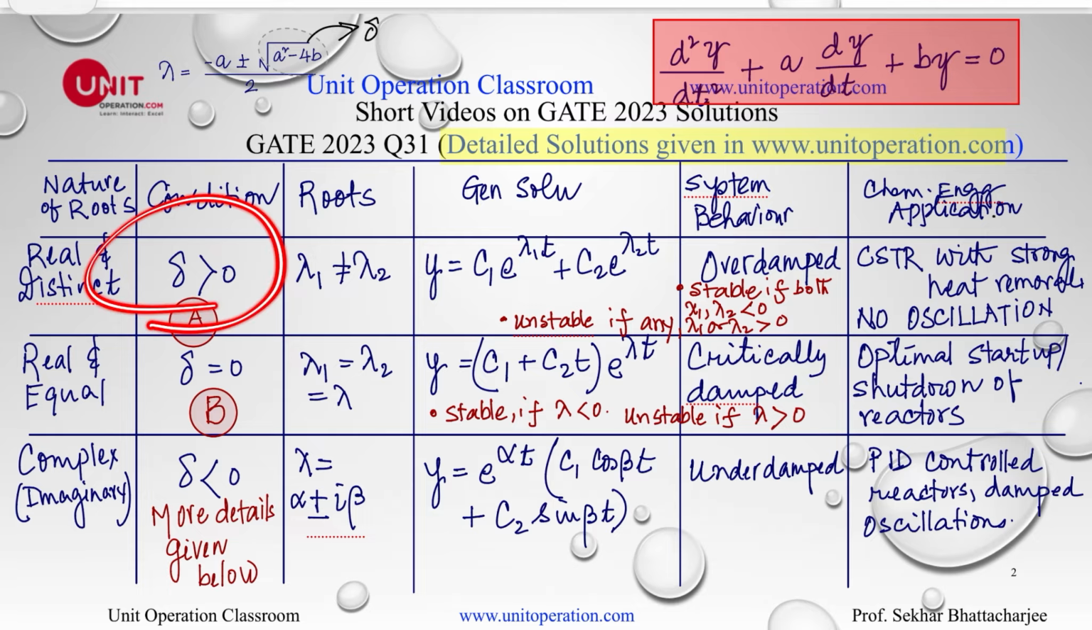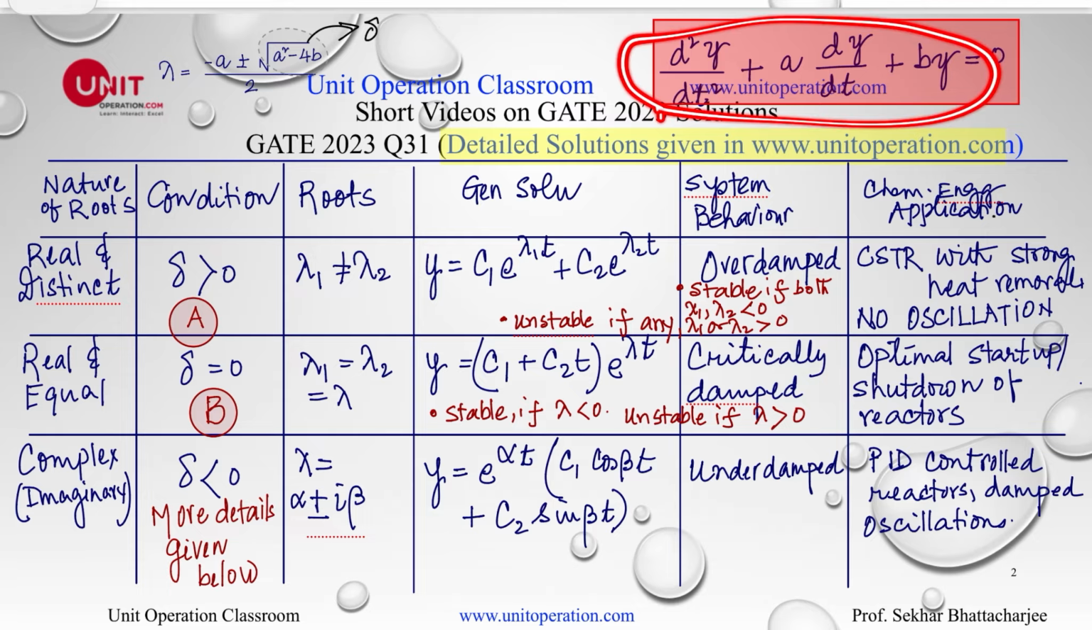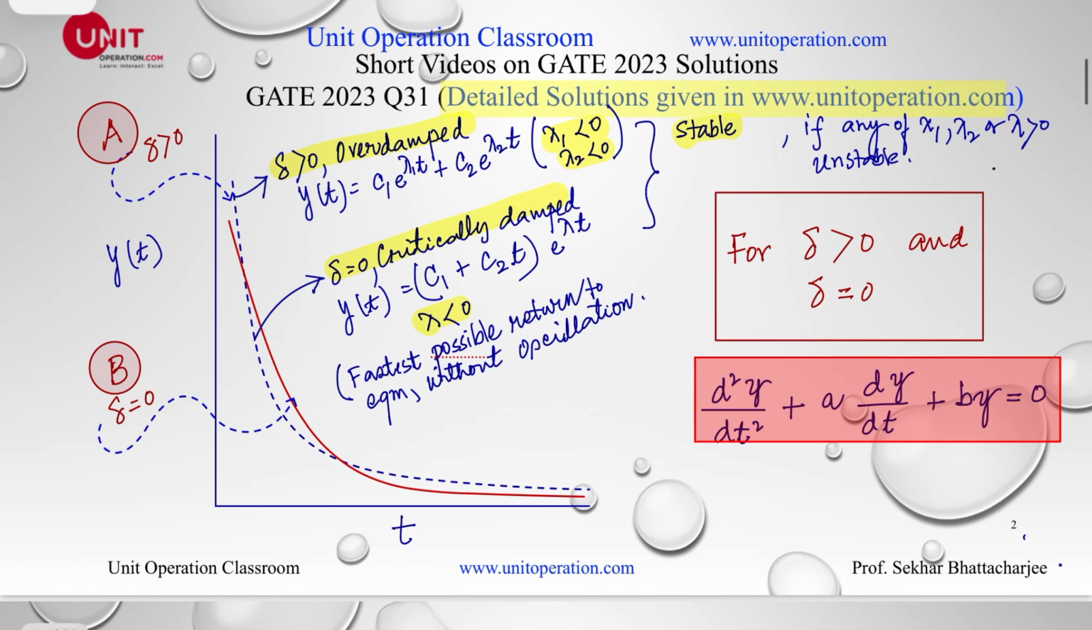So let's see, for a solution of this one, when the discriminant is greater than 0, how this graph looks like. If that's y and that's t, and for the system, this is my solution, and it looks something like this. It goes towards equilibrium, if we assume this to be a deviation variable.